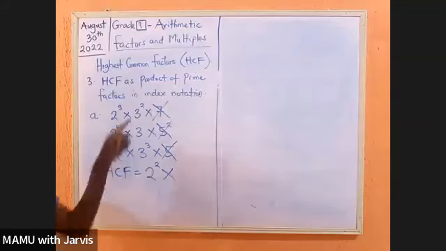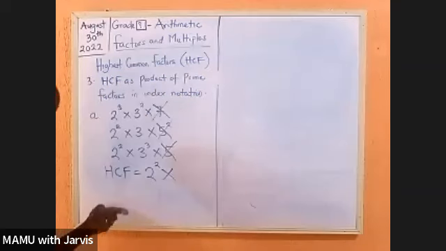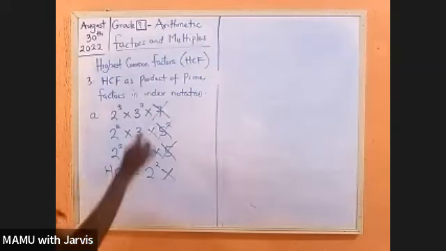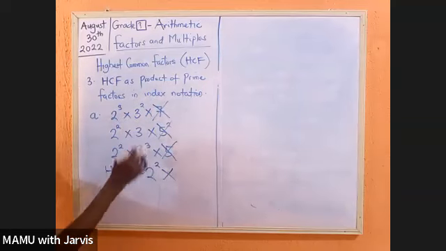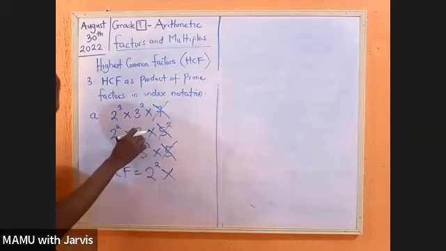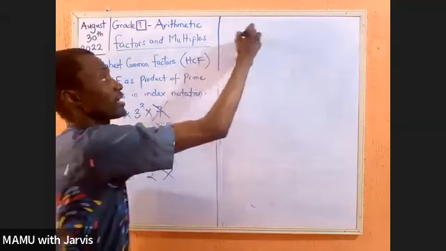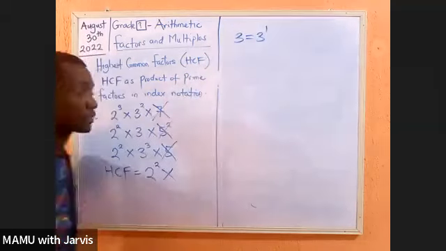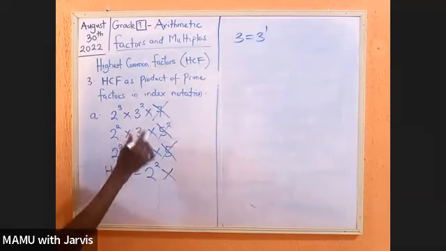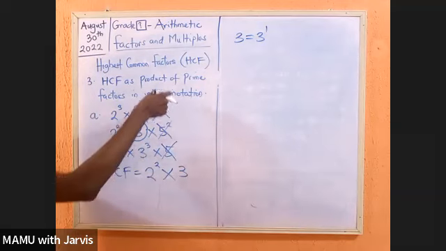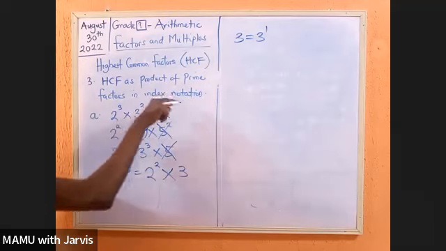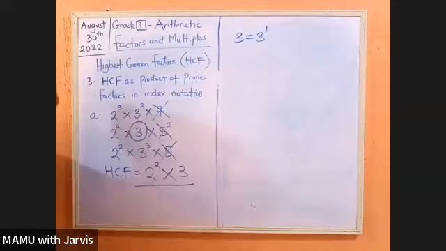times. I will now go to 3. Please, you need to watch this video to get what has happened. Which one is the lowest index? This is 2, this is 3, this is 3. Anytime you write a number, it means that number is index 1. So this is the lowest index, and that will be times 3. Remember that we are told to write as product of prime factors in index notation. So this is what the final answer will look like.